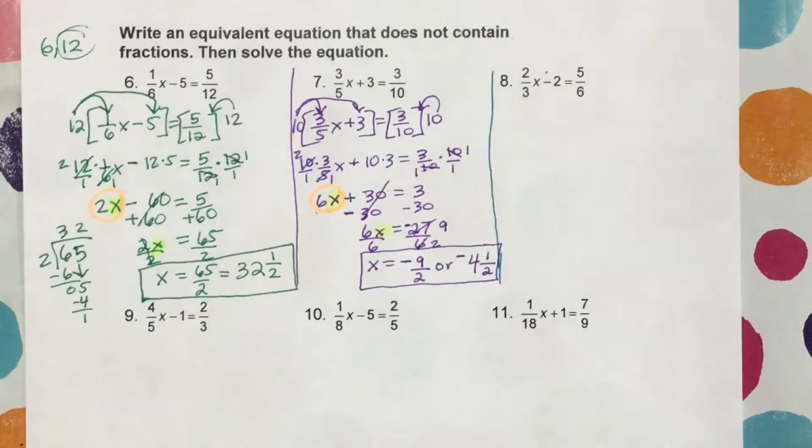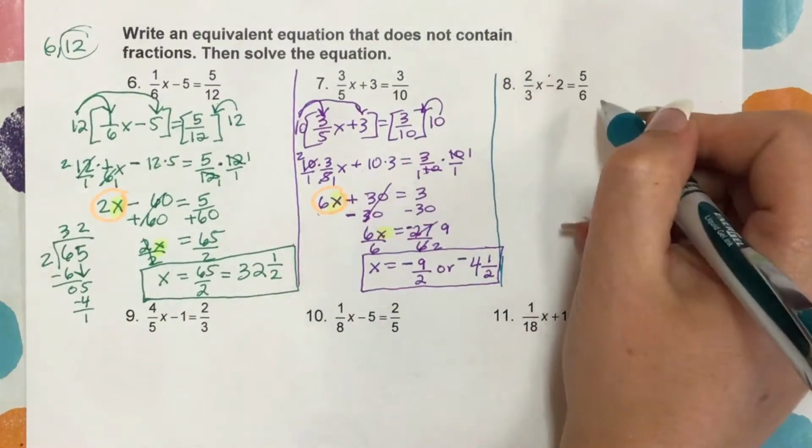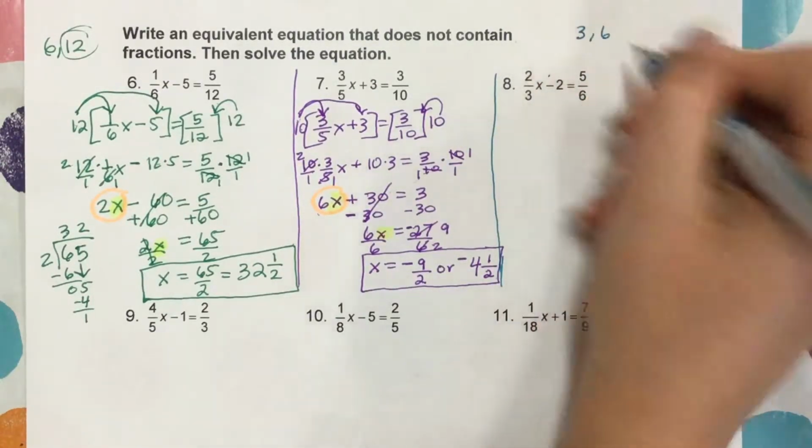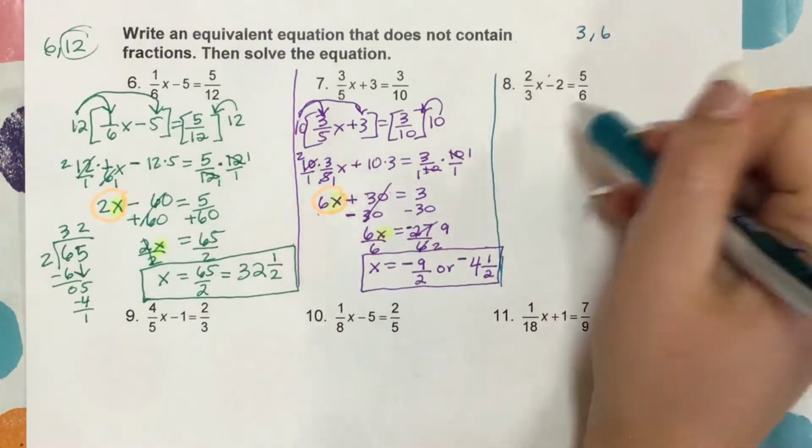That means I'm going to have to count by 3s and count by 6s until they have that number in common. So when I count by 3s, 3, 6, oh wow, there's 6 right there. So that means I'm going to be multiplying everything by 6.